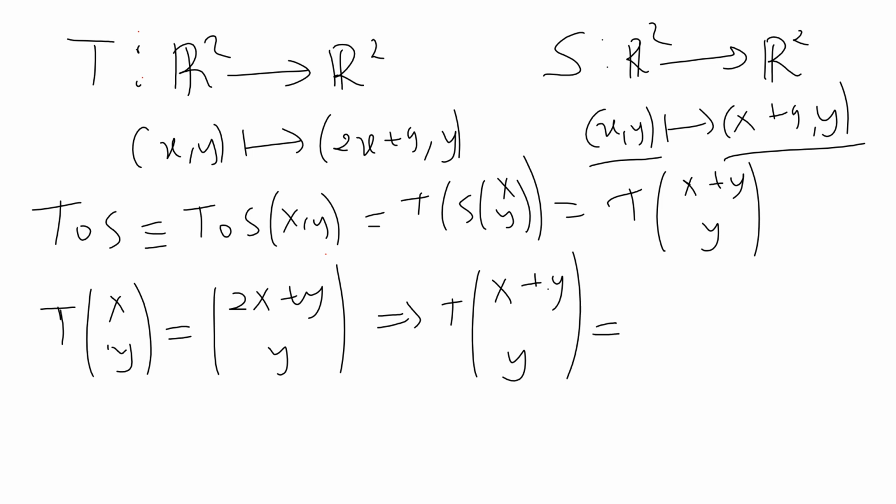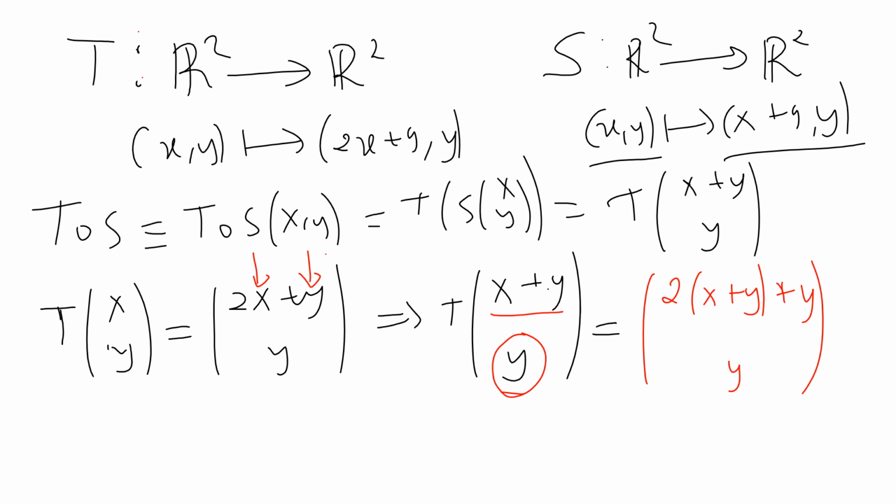What I need to do is replace the x coordinate here with x plus y, and the y coordinate remains as y. So this will give me 2 times, in the place of x I replace it with x plus y, then plus in the place of y I replace it with y, since the y coordinate does not change, and then the second coordinate also does not change, so we leave it as y. So if we simplify, we are going to have (2x plus 3y, y). So this is the transformation T of S.